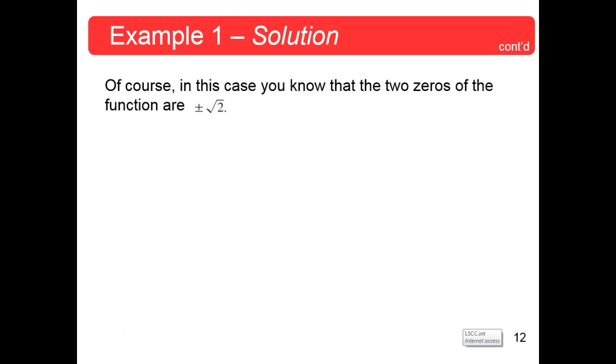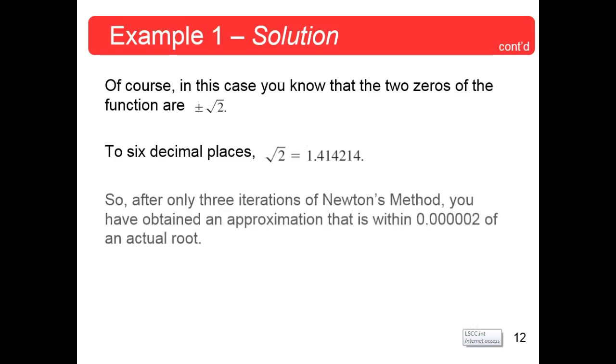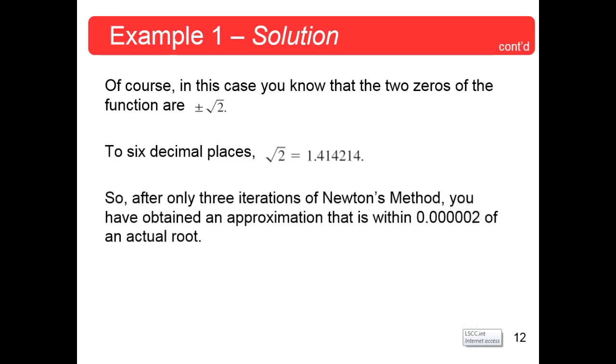Of course, in this case, you know that the two zeros of the function are plus or minus root 2. We went for the positive root 2. To 6 decimal places, that's 1.414214 as opposed to 216 that we got. So that's after only 3 iterations of Newton's method, you have attained an approximation within 2 millionths of the actual root.